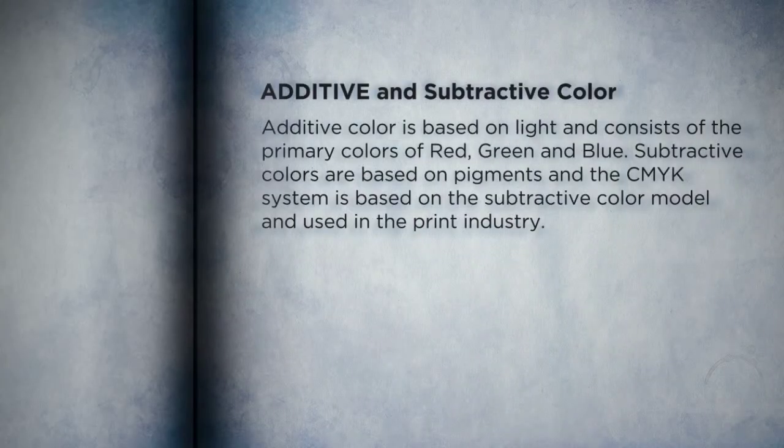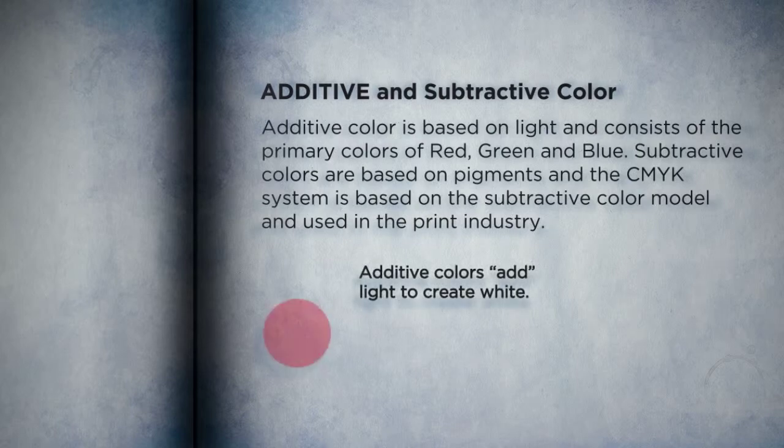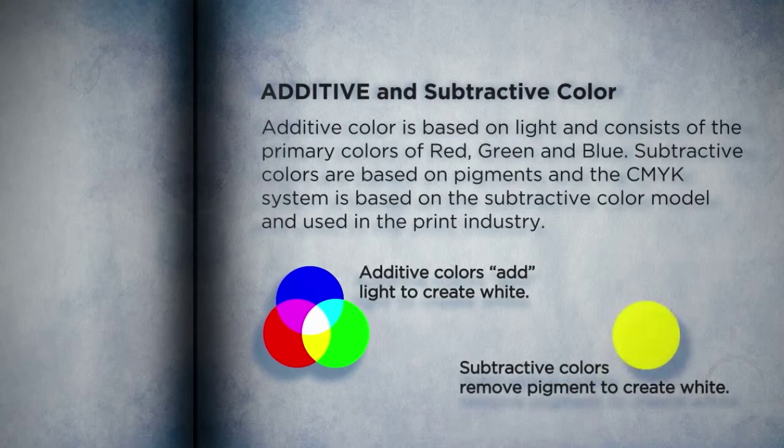Additive colors are the RGB color scale, and subtractive colors are the CMYK color scale. Additive colors add combinations of light to produce white. Subtractive colors need to remove pigment in order to produce white.